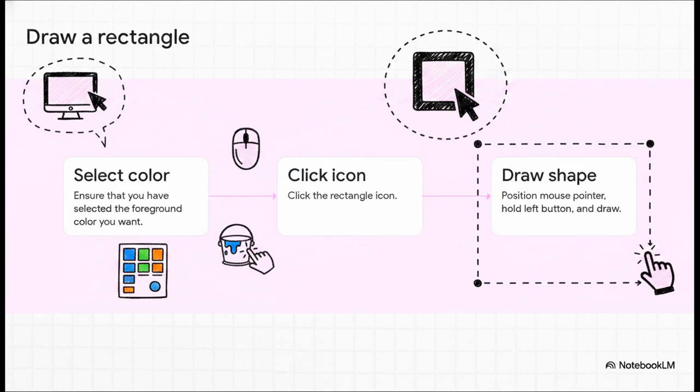Step 1, ensure that you have selected the foreground color you want. Step 2, click the rectangle icon. Step 3, position the mouse pointer in the drawing area, hold down the left button, and draw. Notice how clear and simple that is? It doesn't just say, the rectangle icon draws rectangles. It gives the user a precise, completely achievable roadmap to success.